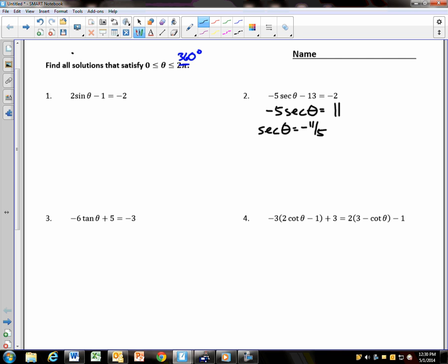Okay, you don't have a secant button on your calculator, do you? So what I need to do is take the reciprocal of both sides, and I get cosine of theta is equal to negative 5 over 11. Now I can work with the problem.